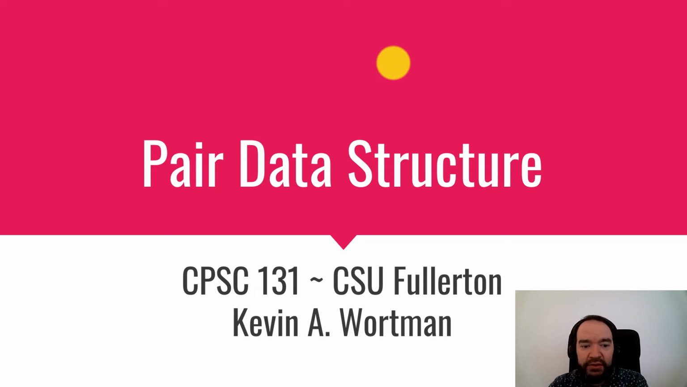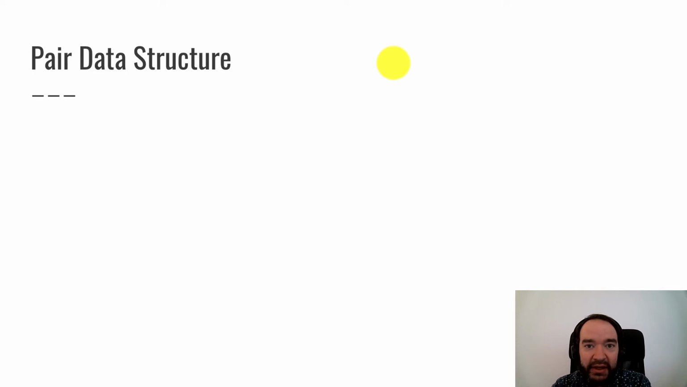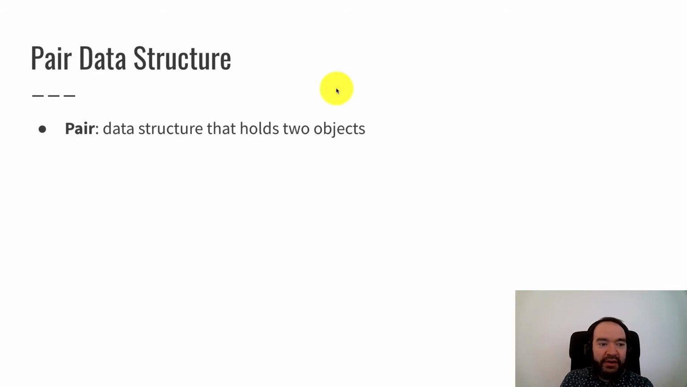Hi, this video introduces the concept of the pair as a data structure. It's a pretty simple data structure, but we got to start somewhere. So a pair is a data structure that holds two objects, kind of like it sounds, like a pair of things, a pair of apples or two apples.